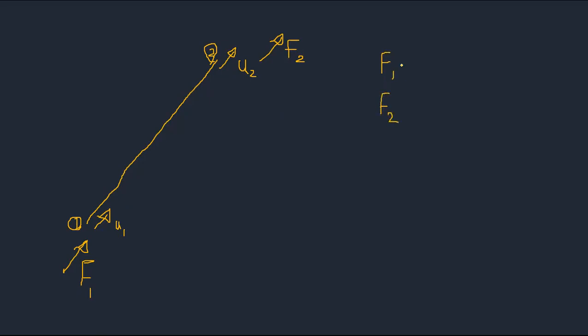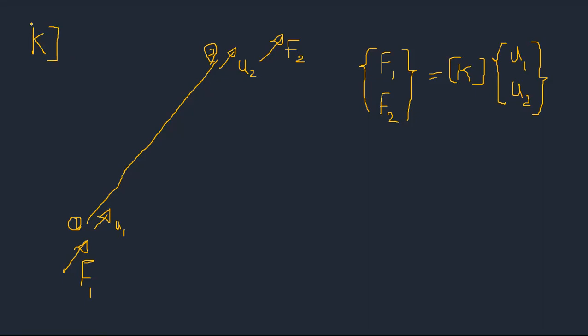If your axis is defined on the longitudinal axis, you can still write this as K times U1, U2, right? So in this case, K is this, right? I'll call this K bar element, AE over L.